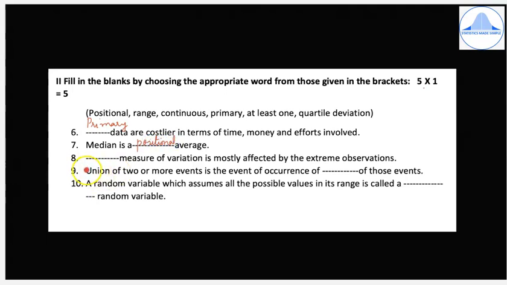Eighth one: dash measure of variation is mostly affected by extreme observations. The answer is the range. Ninth one: union of two or more events is the event of occurrence of at least one of those events. 10th one: a random variable which assumes all the possible values in its range is called a continuous random variable.